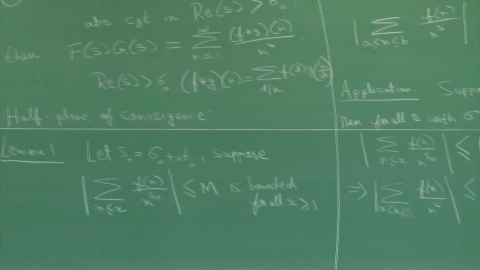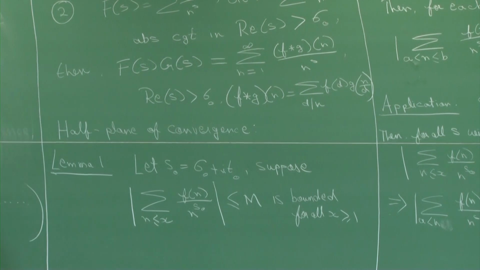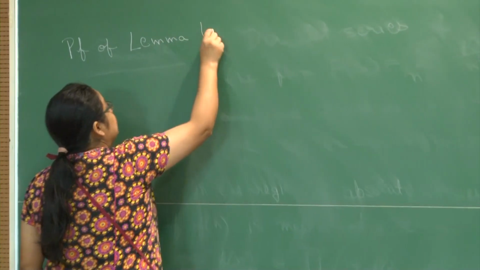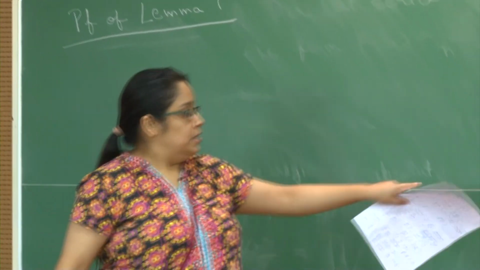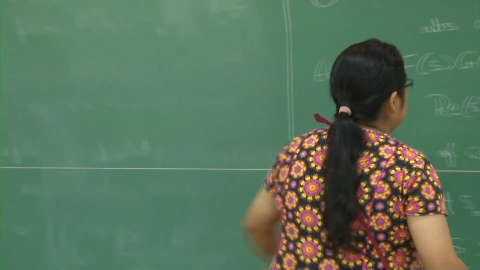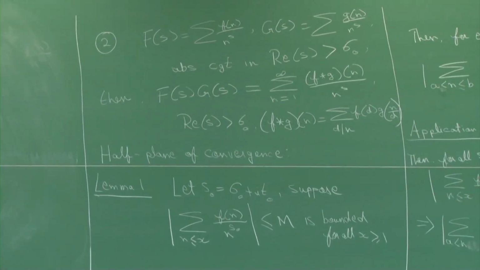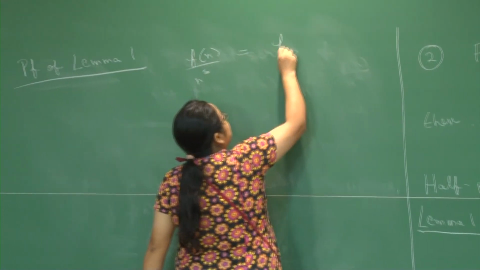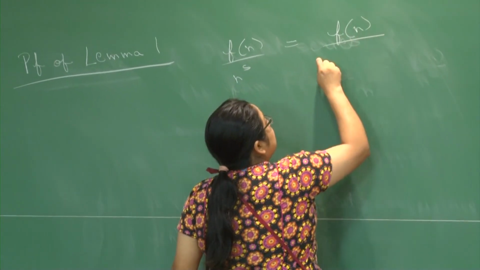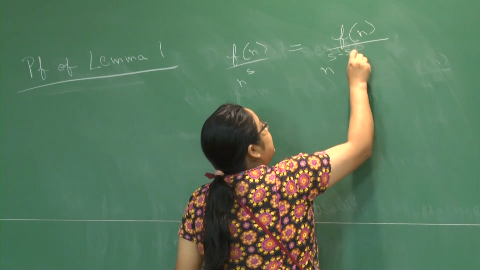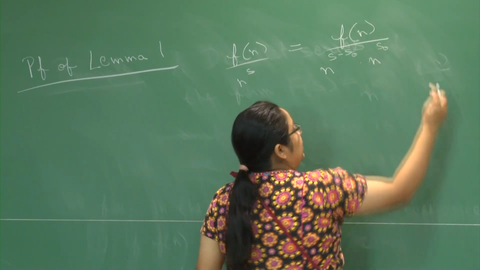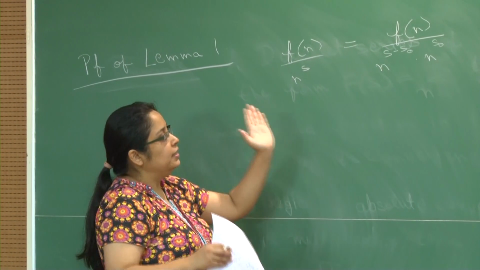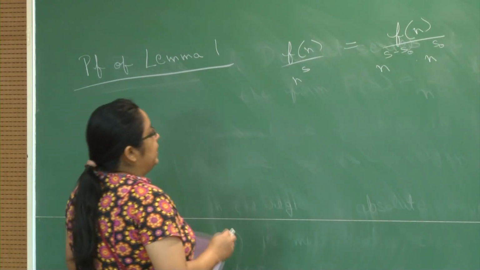This is also a very straightforward application of the partial summation technique. Proof of lemma 1. So what is going on here? So this is what we do. We write f of n over n to the s as f of n over n raised to the s minus s0 times n raised to the s0. s0 is something that you are starting off with, and s is also something to the right in terms of the real part of s0.